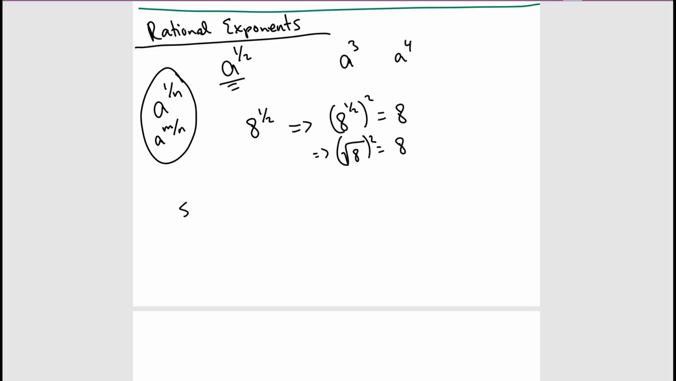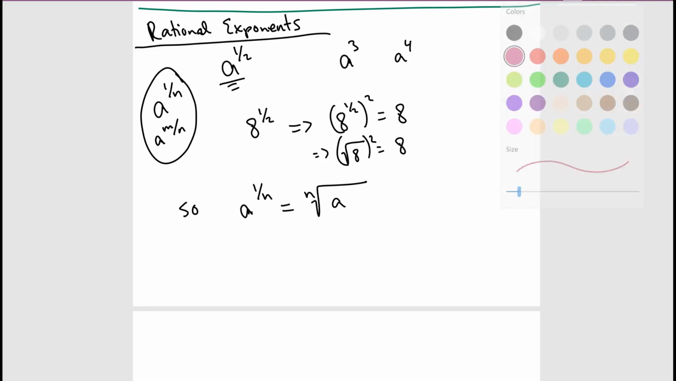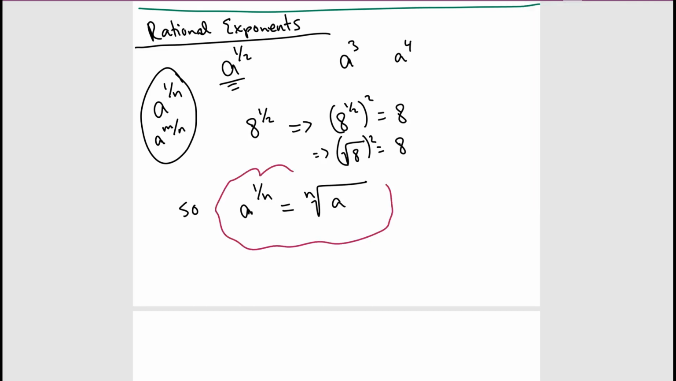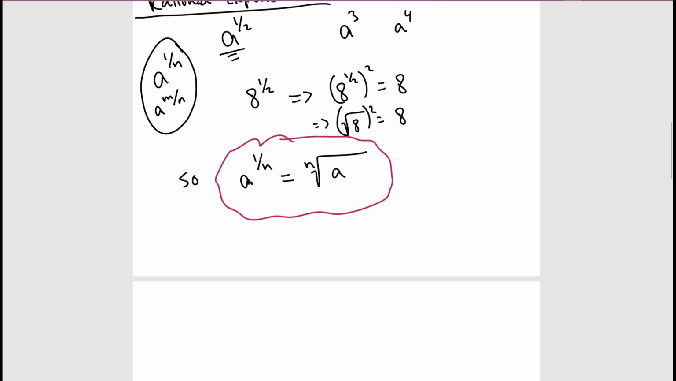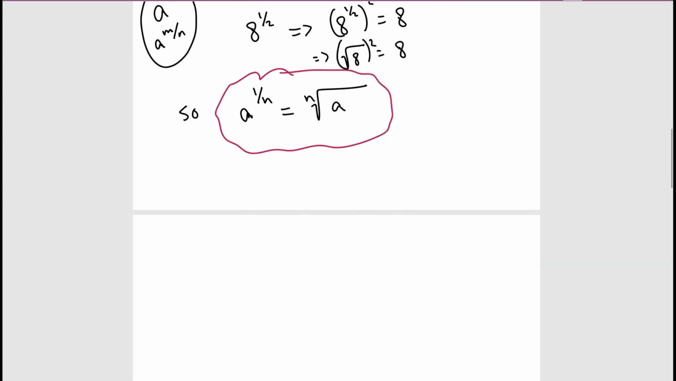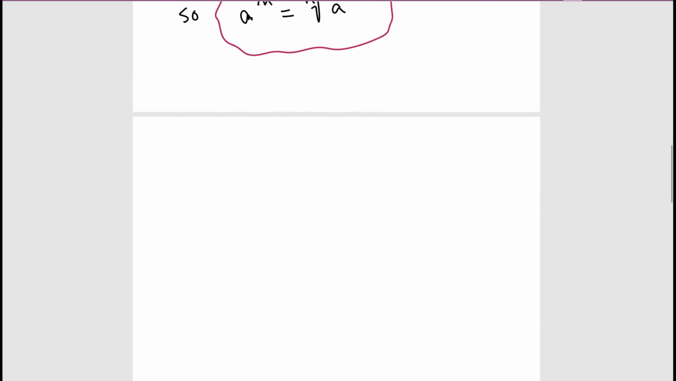So what you can conclude is that a to the 1 over n is going to be the nth root of a. That's what that is. Okay, so whenever you have a power like this, and you have a fraction, basically you're taking the nth root of it. So let's do some examples.